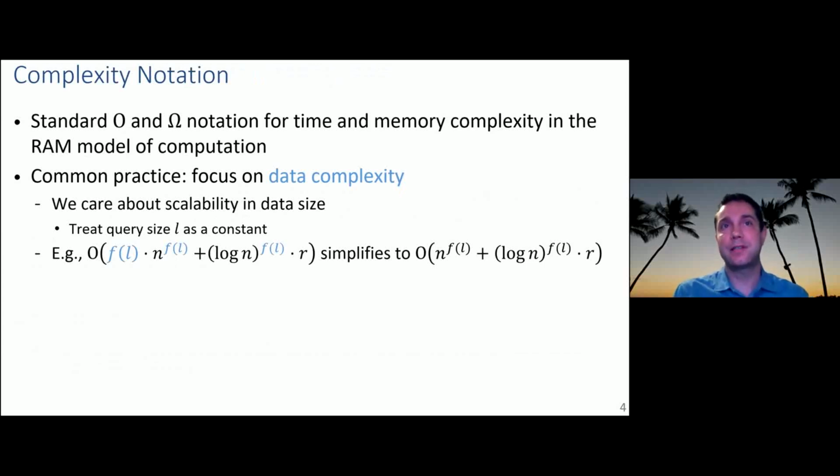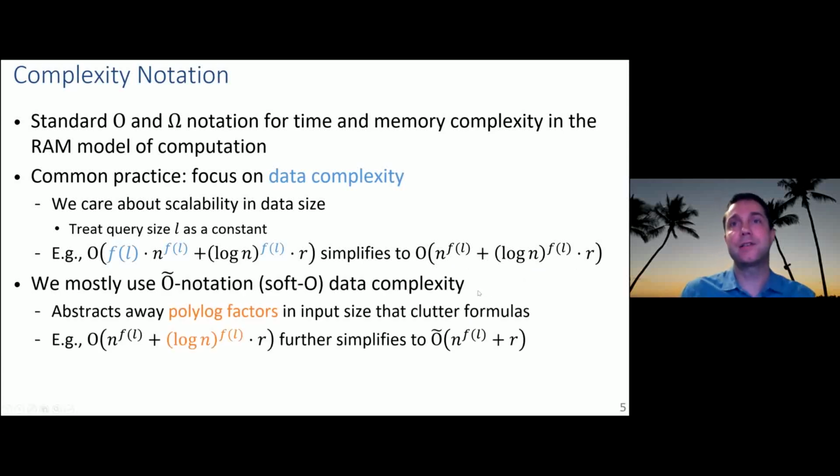In terms of how we measure complexity, Wolfgang also mentioned that briefly, we're using the standard O and omega notation for upper and lower bounds, and we're using the RAM model of computation, which is the thing that everybody's probably familiar with from a standard algorithms class. Here we focus as database people on data complexity, which means that essentially query size is a constant. To see an example of what that means, for instance, here we have O of f of L times n to the power of some function of L. That f of L term disappears, but in the exponent, of course, it does not disappear, right? So it's the same as any constant in an O notation formula. And similarly here for the log n term, that exponent f of L remains. So that simplification does not get rid of all the dependencies on query size.